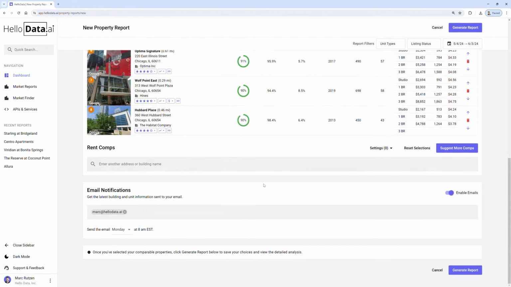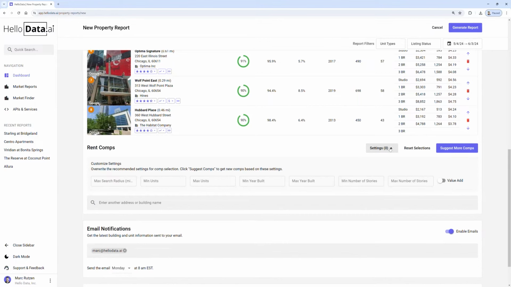Now, two other things to point out really quick before we move on. You do have settings on the comp, so if you want to put a max radius or a min and max unit count or year built, you can do that. You can also search for value add comps.